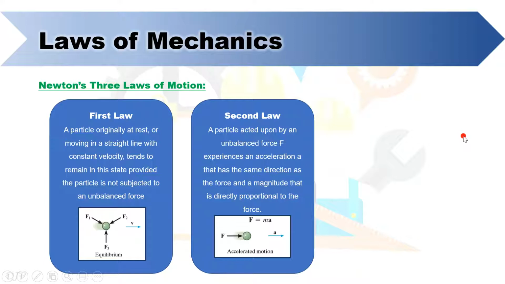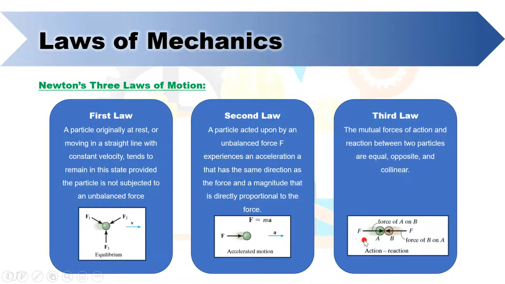The second law is about the acceleration experienced by a particle when an unbalanced force is present. In physics, we usually take advantage of this law in solving motion problems with the help of the formula force is equal to mass times acceleration. Lastly, the third law simply means that for every action, there is an equal and opposite reaction. In the future, we will also keep using this law, especially when dealing with problems related to reaction forces.